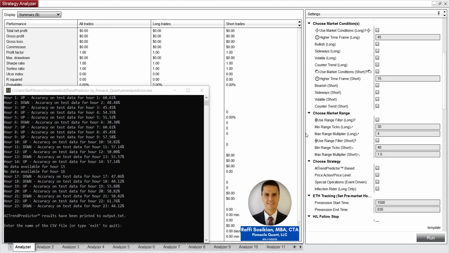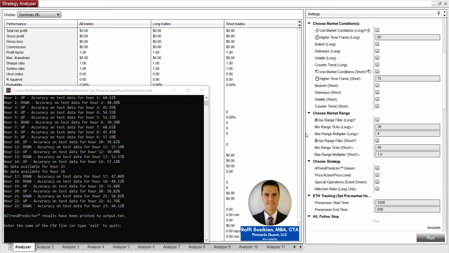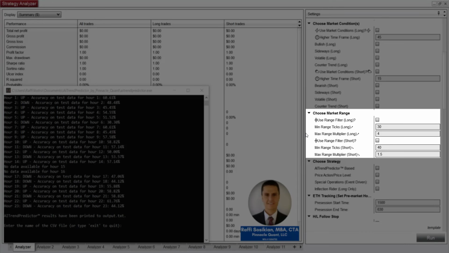The two new features are based on excellent feedback and feature requests that I received from clients. The first feature is the ability to filter out potential bad trades by choosing the market condition you're in prior to any trade executing. And the second feature allows you to dictate what the price range of the last 2 hours is prior to you entering a trade.